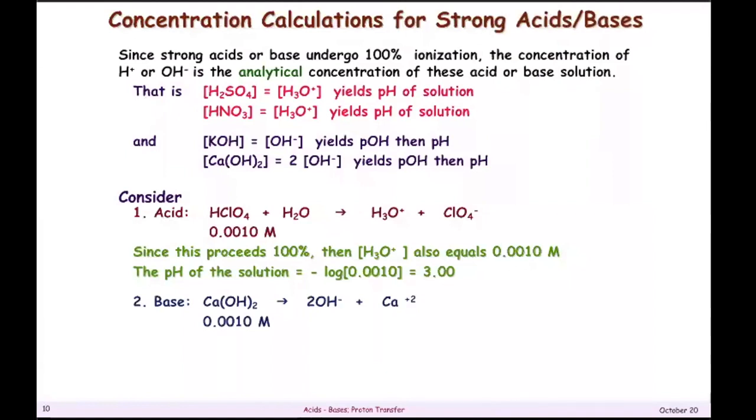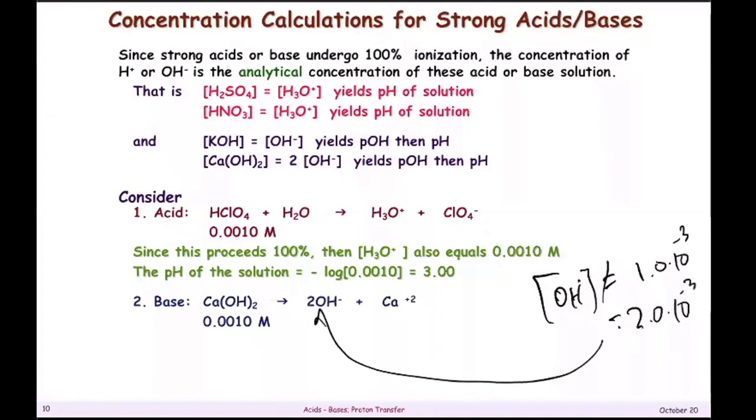Calcium hydroxide, that's a little tricky. And the reason why is because of the chemistry. If I gave you 1 times 10 to the minus 3 molar calcium hydroxide, the hydroxide ion is not equal to 1.0 times 10 to the minus 3 because you have to look at the chemistry. And the chemistry is that you get 2 hydroxide ions for every 1 calcium hydroxide. So this is actually equal to 2.0 times 10 to the minus 3. And that's your hydroxide ion concentration.